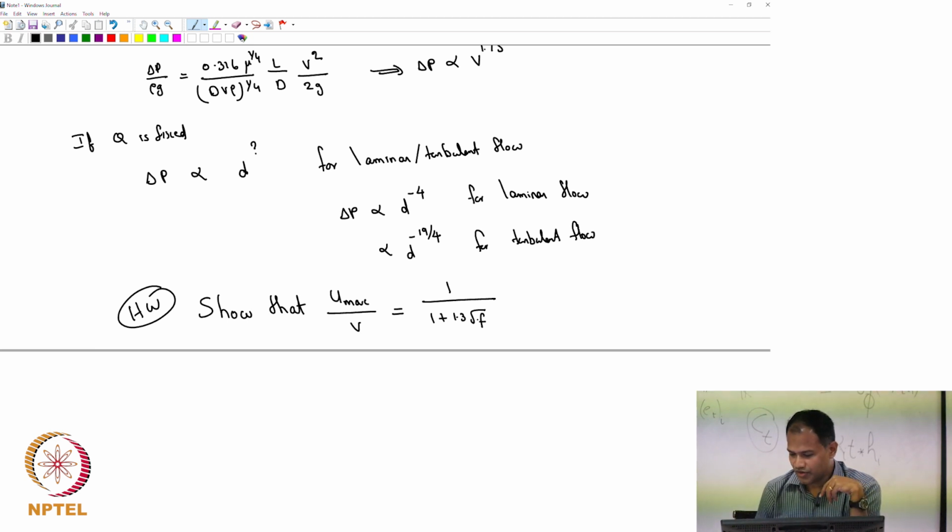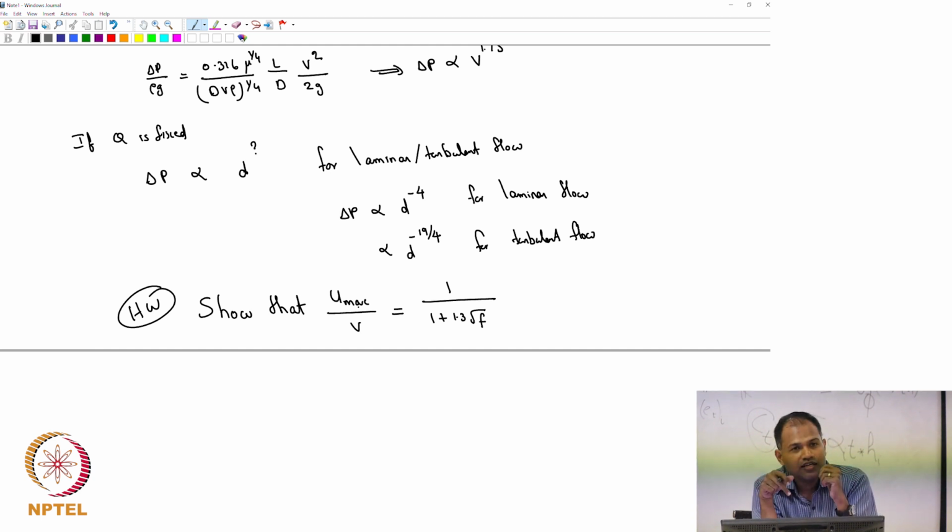I have written down a relation at the end, U max, the maximum velocity divided by the average velocity. What is maximum velocity by average velocity for a laminar flow? We did that, or you did it in one of these quizzes. So show that it's actually this factor for turbulent flow. Just use the expression that you already have and try to manipulate it, and you should try to get this relation. Try it. We'll talk more about this tomorrow.